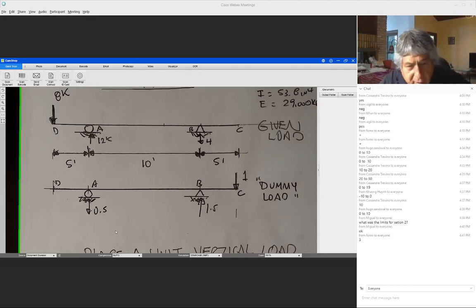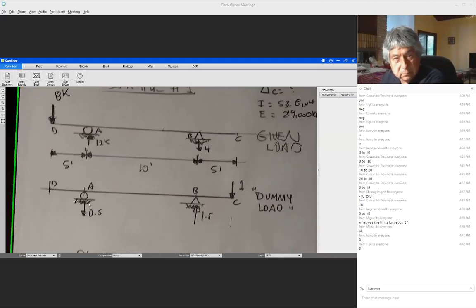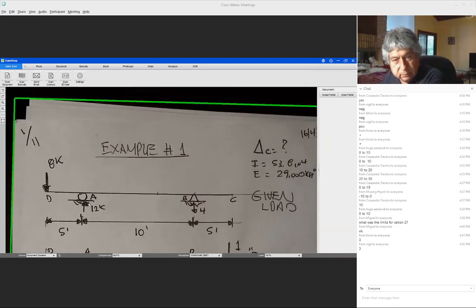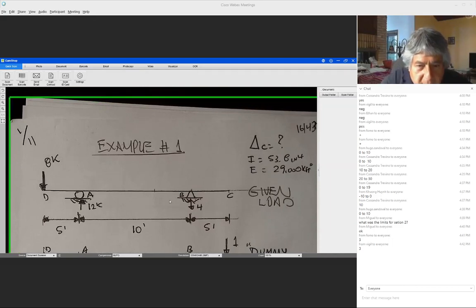How many equations in theory do I have in here? How many equations? Between the loads, how many? For the dummy, in theory, how many equations do I have to describe the moment? Also 3. 1, 2, 3. However, what is the moment produced by all of these loads between B and C? What is the moment? Anybody?